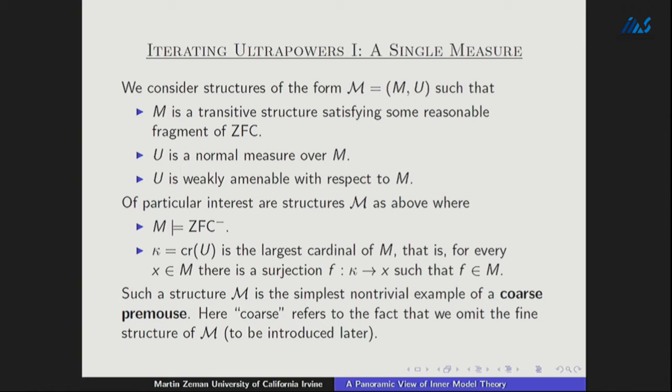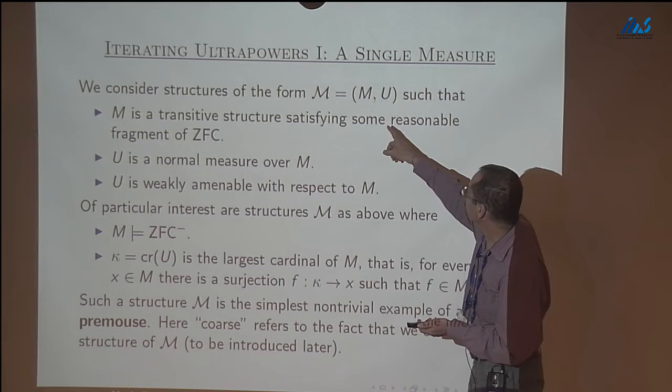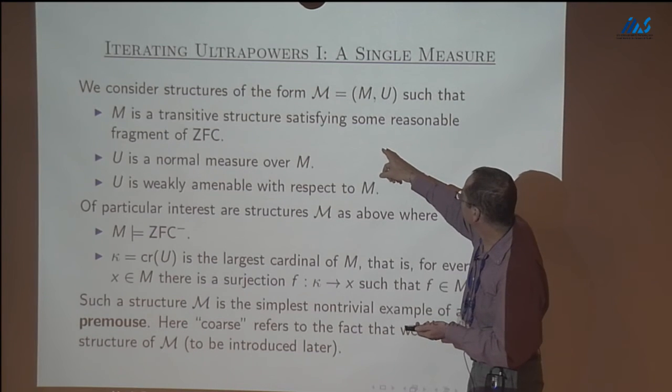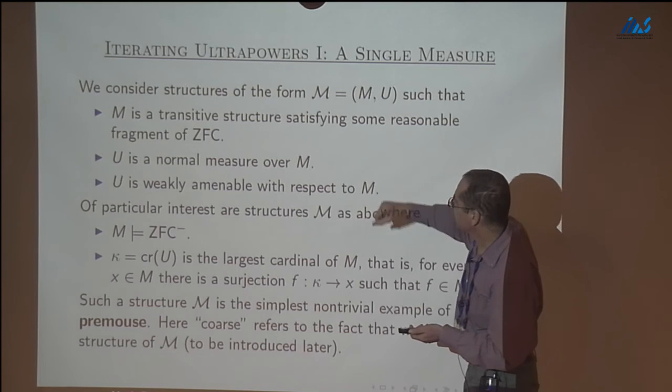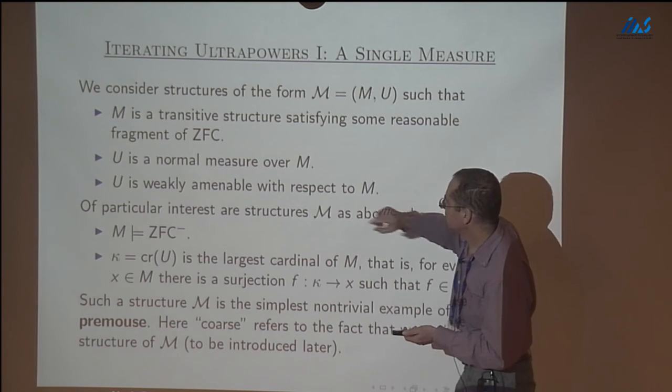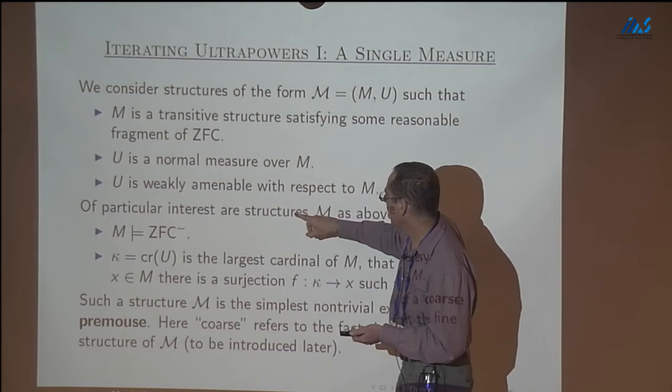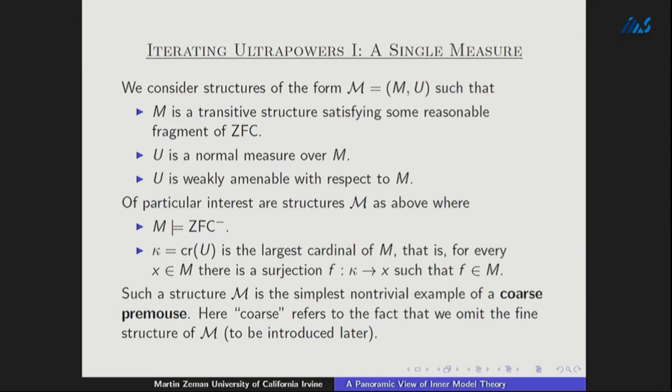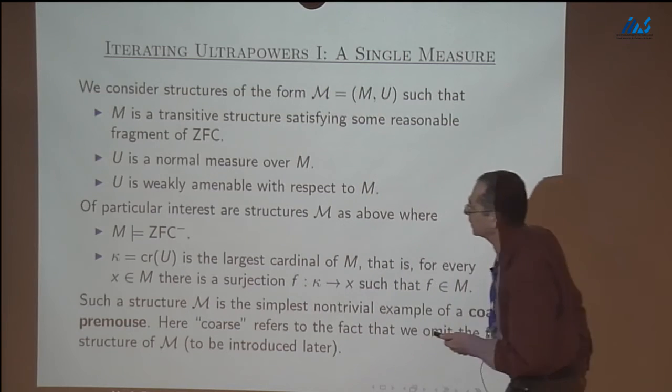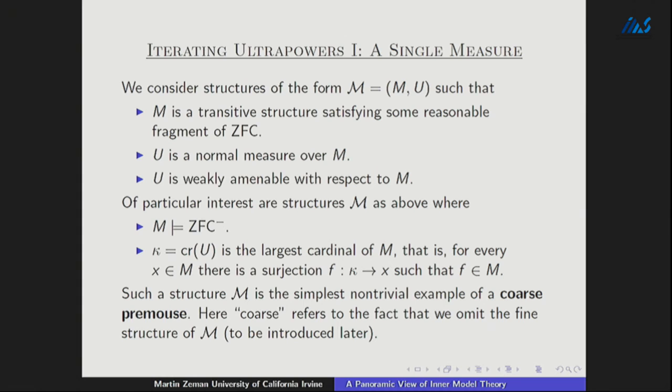So we will consider such a structure, M U. M is transitive, satisfies a reasonable fragment of ZFC. U is a normal measure over M and is weakly amenable. Yeah? And we will often have this. M will be a model of ZFC without the power set axiom.